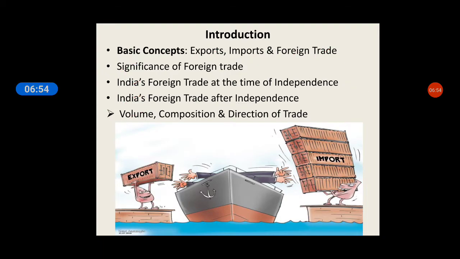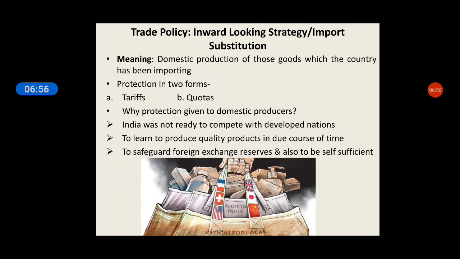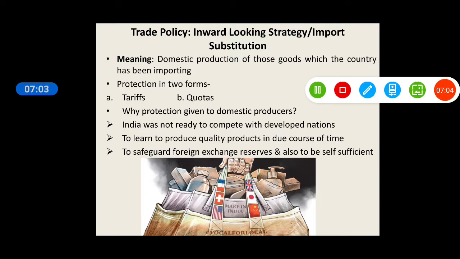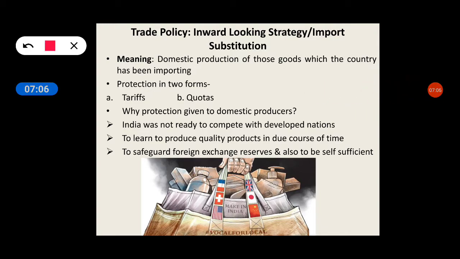All right, so now let's proceed further and talk about the trade policy, which is the inward looking strategy, or in other words, import substitution. Now, in order to attain self-reliance, India followed a policy of protection. The basic aim of this policy was to protect domestic industries from foreign competition.